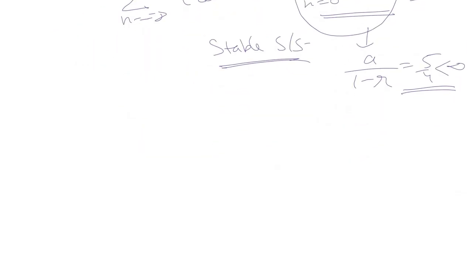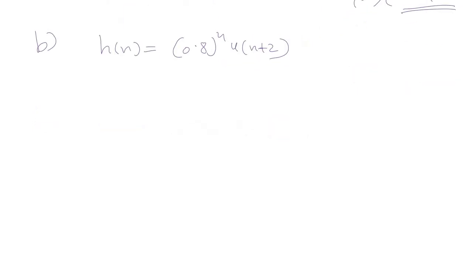Moving on to the next part of the same question. h of n, the impulse response, is given as 0.8 raised to power n, u of n plus 2. Now let us check it for causality and the stability. Let us first check it for causality. For causality, the condition is h of n should be 0 for n less than 0. Now let us analyze this expression.